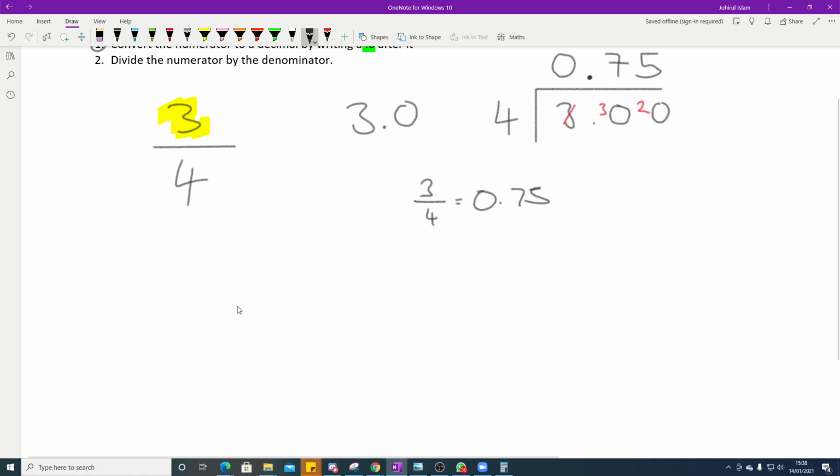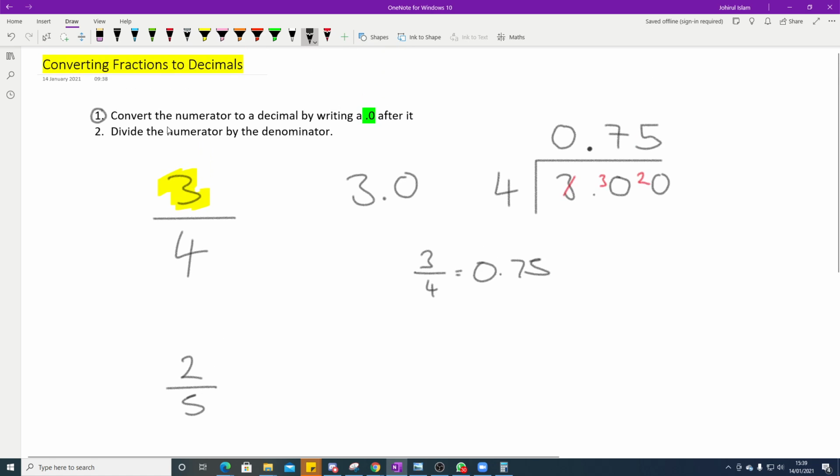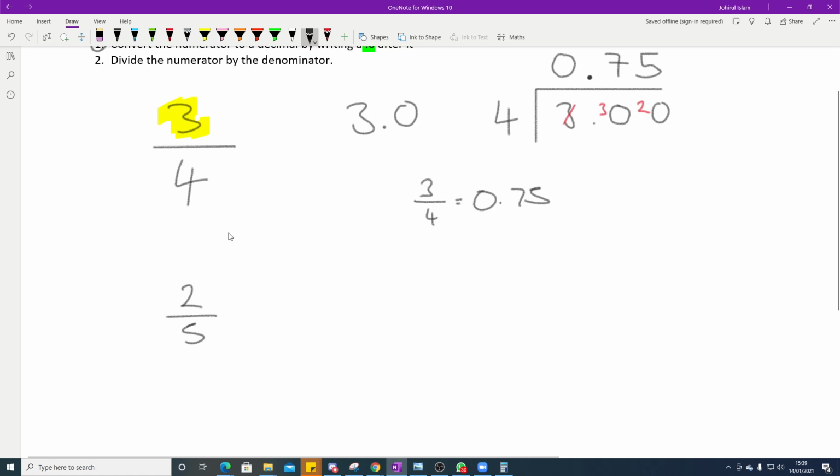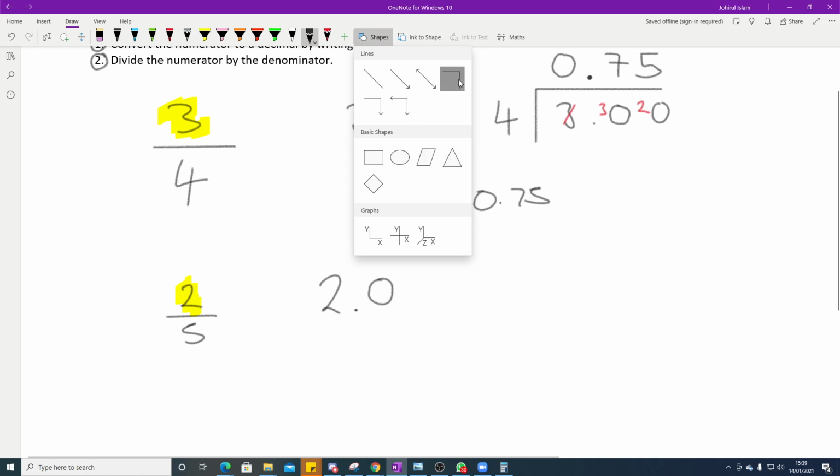So we can do 2/5. We know we're going to convert that into a decimal. So step one, same thing again. Convert the numerator into a decimal by putting a 0.0 after it. The numerator here is 2, so all we're going to do is write the number 2.0. Then create the bus stop, because step two is divide the numerator by the denominator. So we need a bus stop over here.